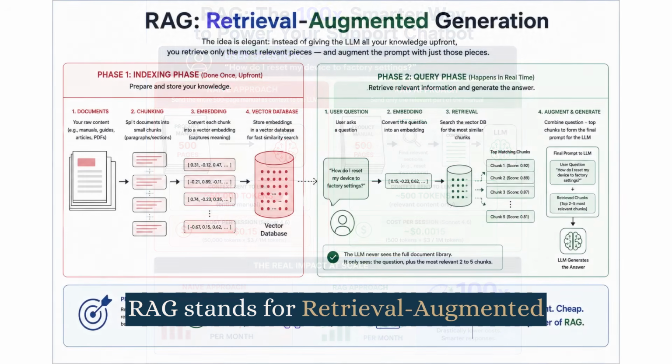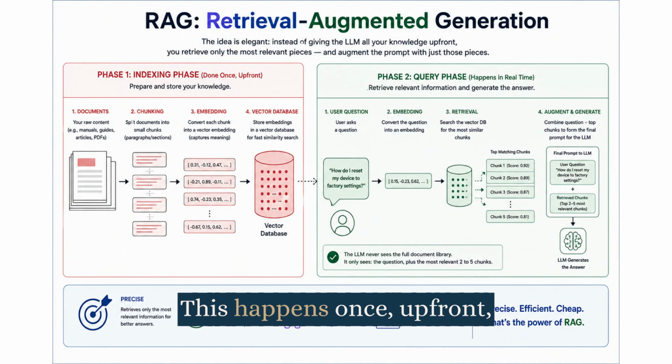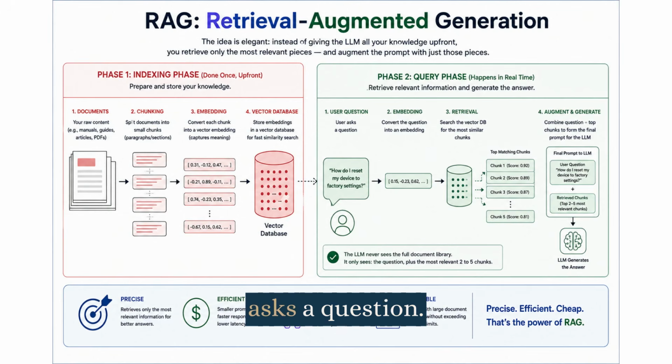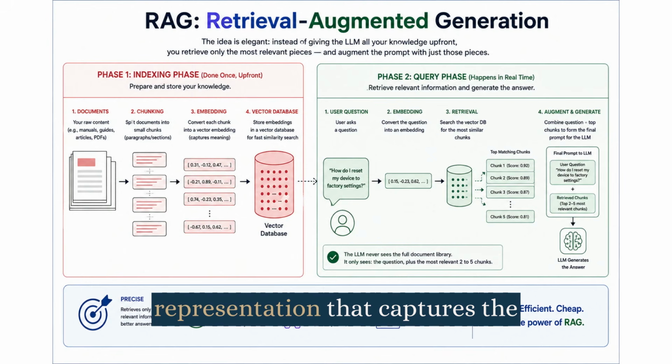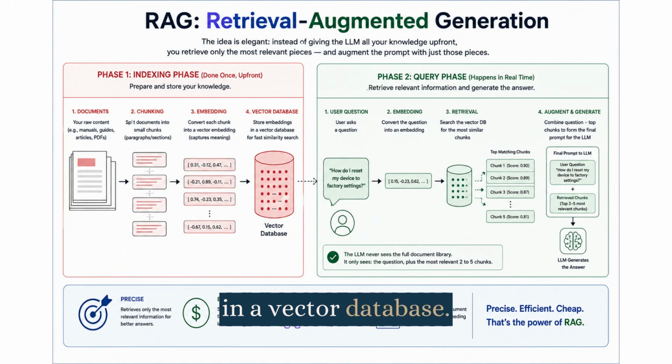RAG stands for Retrieval-Augmented Generation. The idea is elegant. Instead of giving the LLM all your knowledge upfront, you retrieve only the most relevant pieces and augment the prompt with just those pieces. The RAG pipeline has 2 phases. Phase 1, the indexing phase. This happens once, upfront, before any user ever asks a question. You take your documents, you split them into small chunks, think paragraphs or sections. Then you convert each chunk into a vector embedding, a numerical representation that captures the meaning of that text. Those embeddings are stored in a vector database.